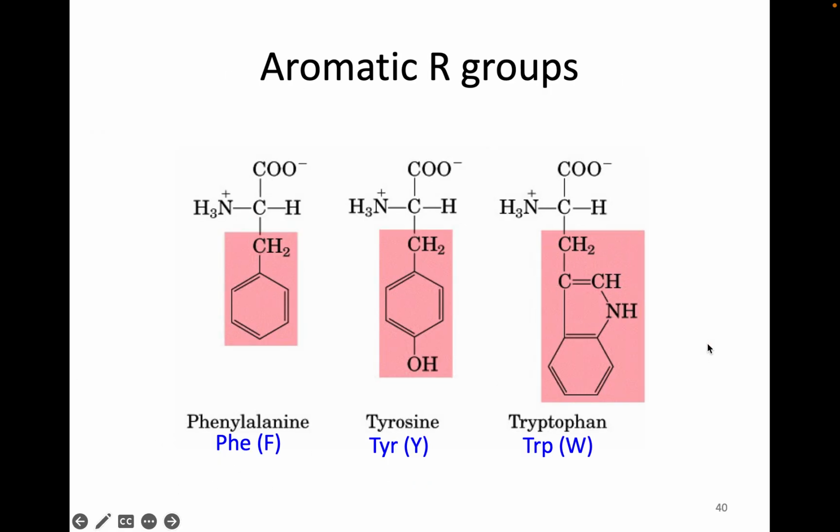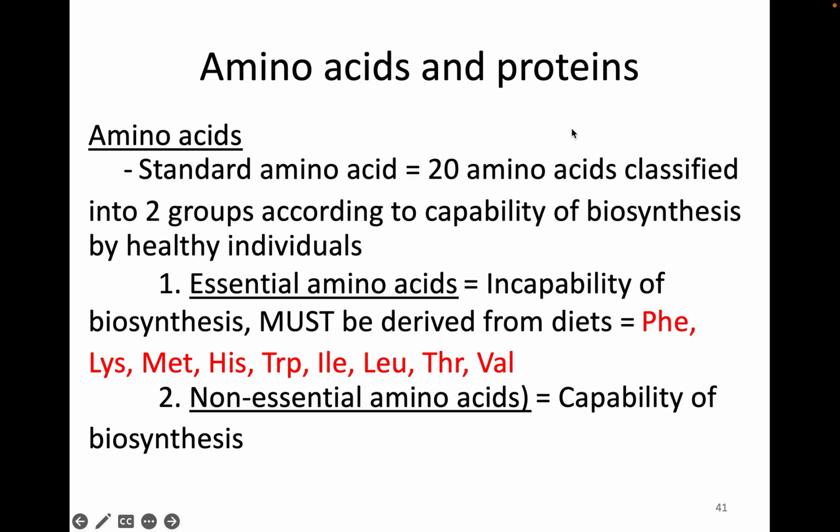The last group is called the aromatic R group, which includes phenylalanine containing a benzyl functional group, tyrosine containing a phenol group, and tryptophan containing an indole group. Standard amino acids can be further classified as essential and non-essential amino acids, in which the former cannot be synthesized in healthy human cells, while the latter can.